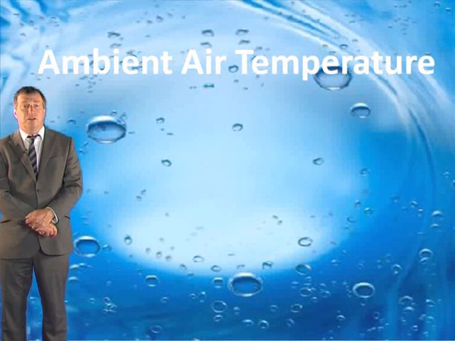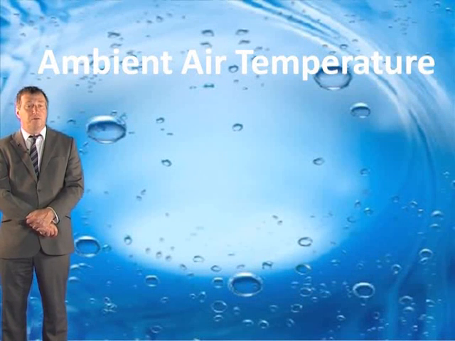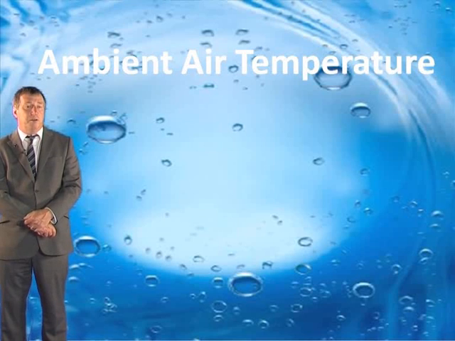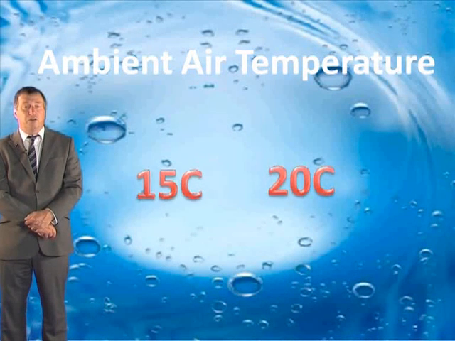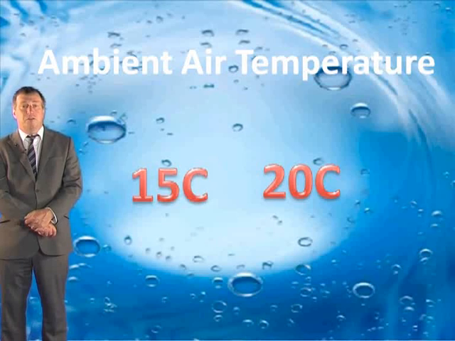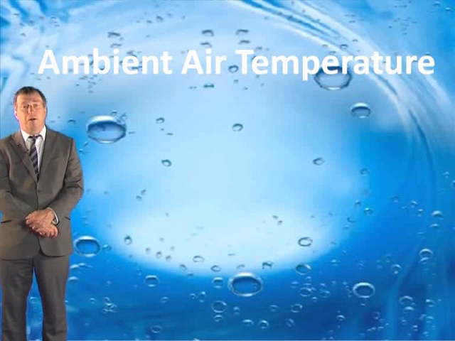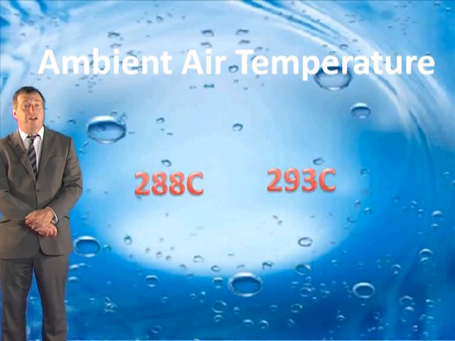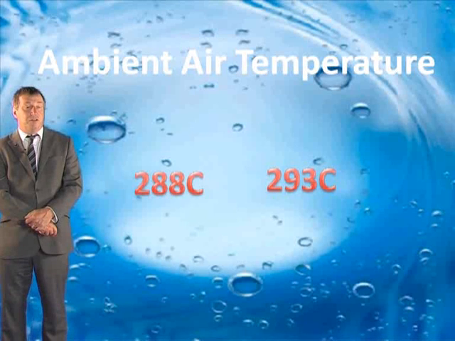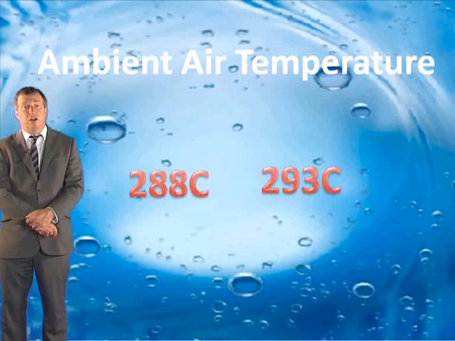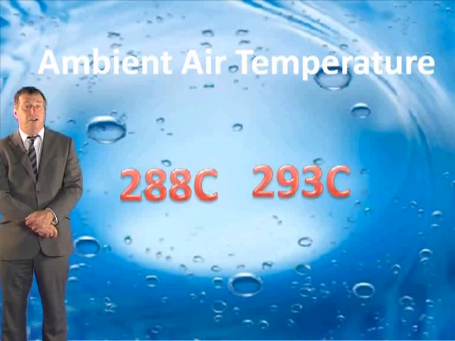The ambient temperature is often attributed a value from a small range of possible values, usually between 15 degrees C and 20 degrees C. It used to be common to use 15 degrees C, but it's probably more common nowadays to use 20 degrees C. In terms of Kelvin, that's 288 Kelvin, which is equal to 15 degrees C, or 293 Kelvin, which is equal to 20 degrees C.